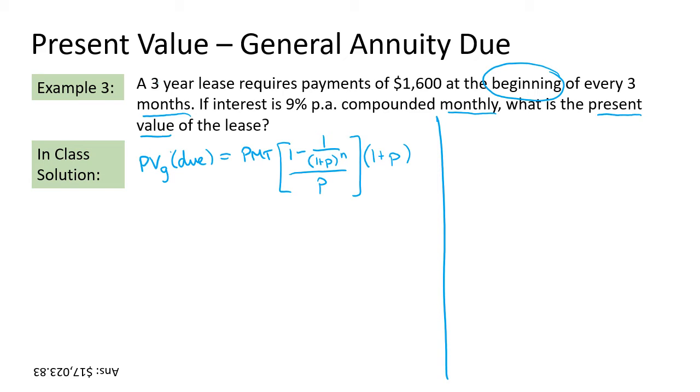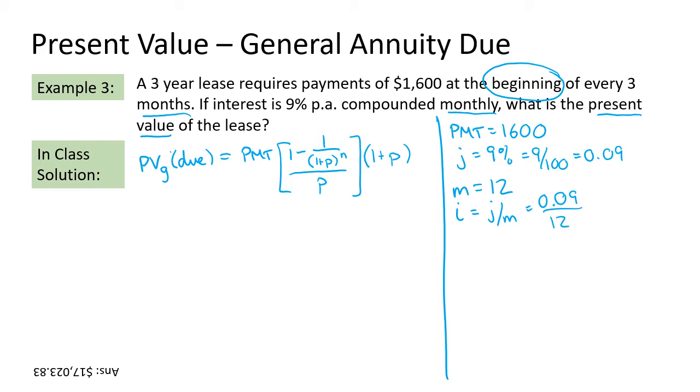Again, on my little sidebar here, we're going to ask, what do we know? We know our payments from the question are $1,600. Our nominal rate of interest, J, is 9%, which is 9 divided by 100, removing the percentage sign, or 0.09. Our interest compounding frequency is monthly, which means that M is 12. So our periodic rate of interest, I, is equal to J divided by M, or 0.09 divided by 12, which gives you 0.0075.